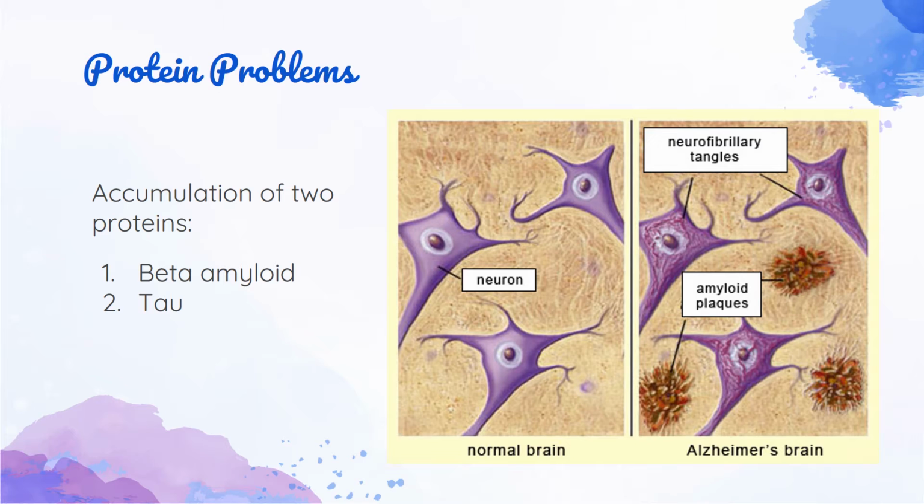The first place that these accumulate is usually in your hippocampus, which affects memory so intensely. Your brain begins to not be able to communicate with itself.